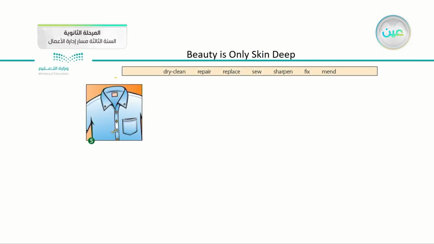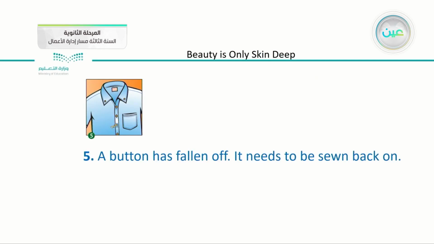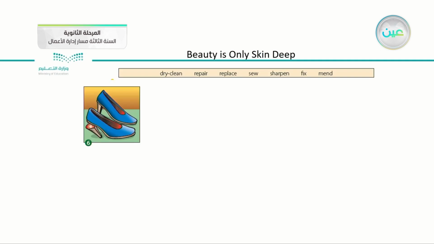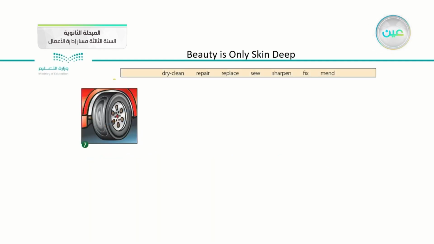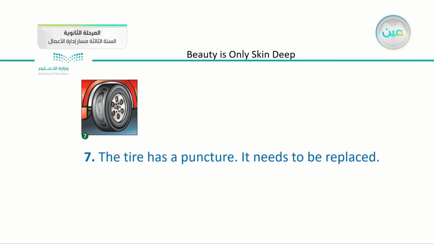Number 5. We have a problem here with this button. So a button has fallen off. It needs to be sewn back on. Number 6. We have a broken heel here. So what's the problem? The heel has broken. It needs to be repaired. Number 7. The tire has a puncture. It needs to be replaced.